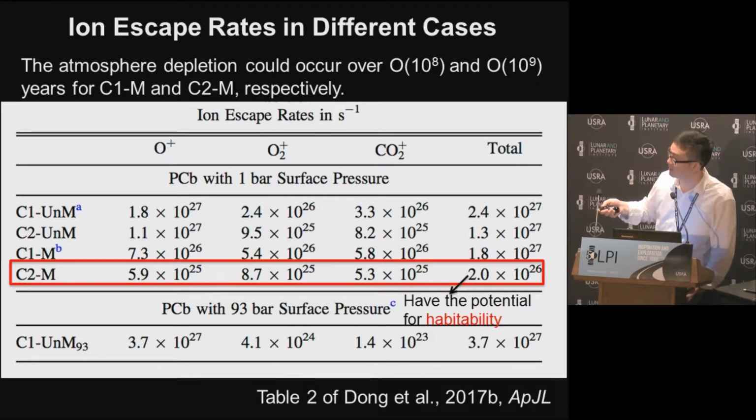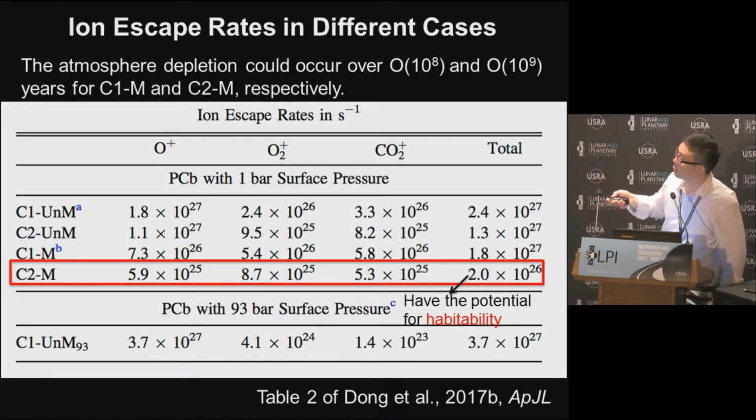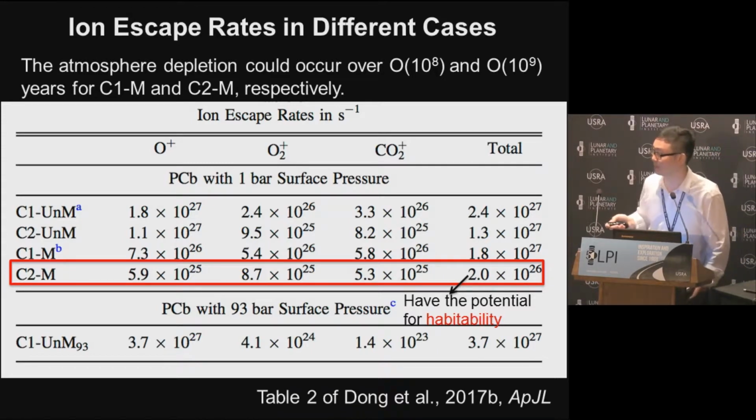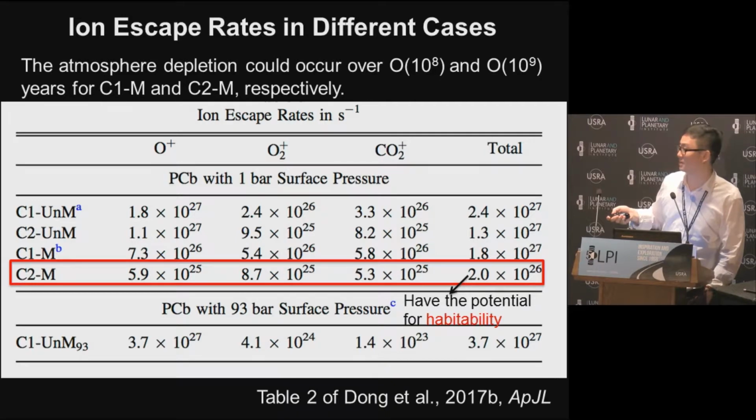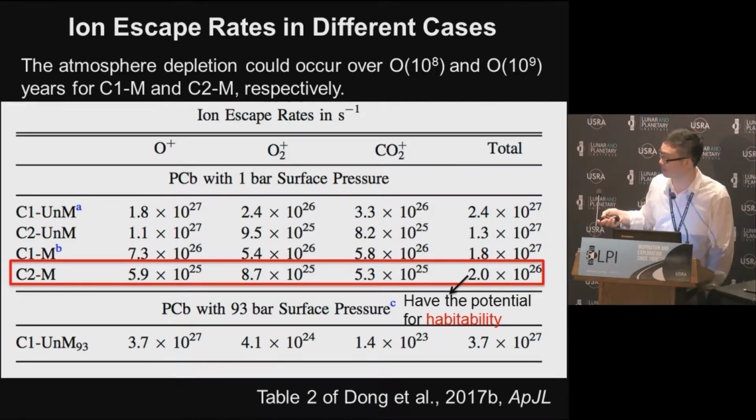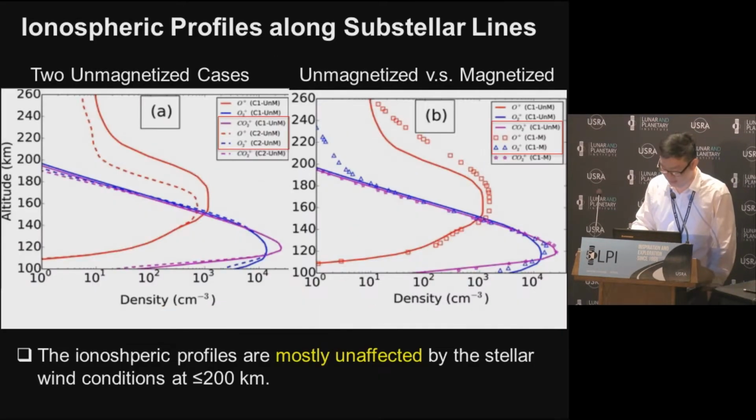And as we expected, only for C2, the minimal total pressure with the magnetized case, is the ion escape rate about one order of magnitude lower than all the other cases. And based on the atmospheric depletion timescale, we argue only this case has the potential for habitability. We also tested different surface pressures. For example, we used 93 bar as the Venus surface pressure. We found the atmospheric escape rate has no significant dependence on the surface pressure.